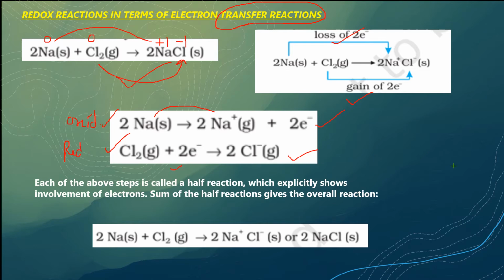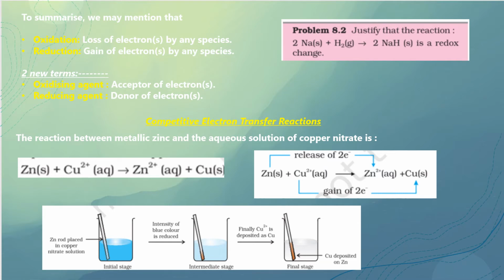Each of the above steps is called a half reaction, which explicitly shows involvement of electrons. And if you take the sum of these two, you will simply cancel these two electrons and it gives you the desired redox reaction, which is a balanced one. Now to summarize here, we may mention that oxidation is loss of electrons by any species and reduction is gain of electrons by any species.